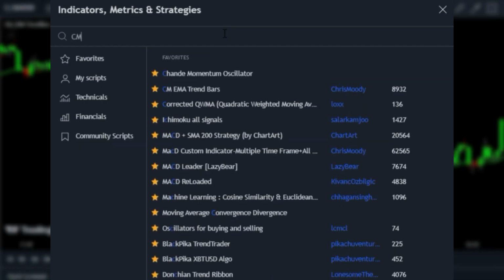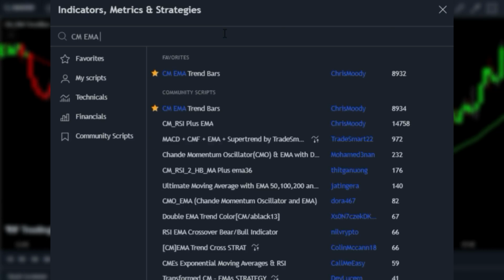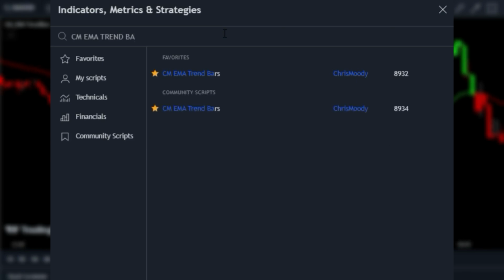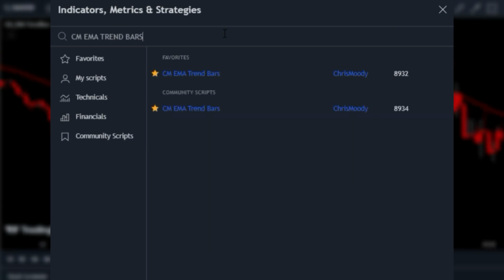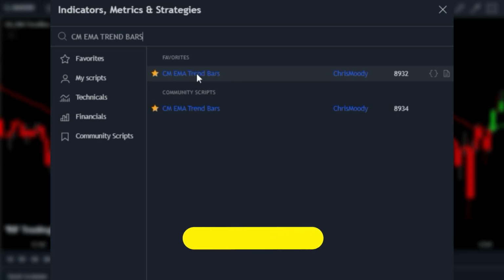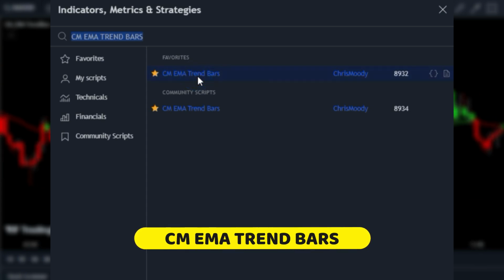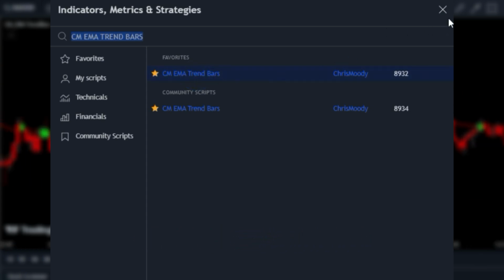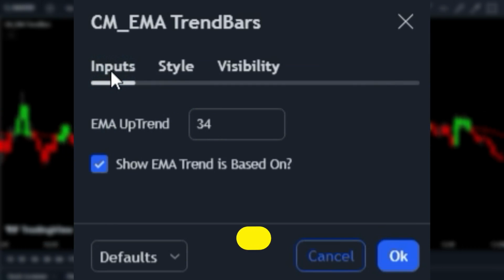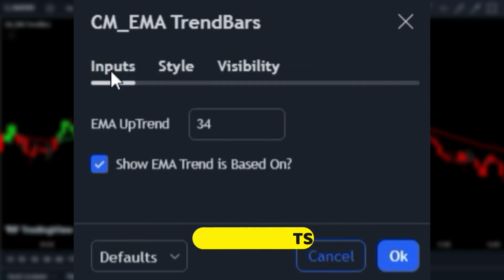Alright, let's get started with this strategy. Please add the EMA TransBar Indicator to your chart. You'll find it in the indicator section of the TradingView website. But it's not just about adding the indicator, right? You'll get to fine-tune it, adjust it to fit your trading style and the market you're in.